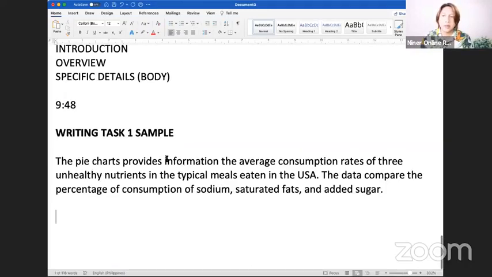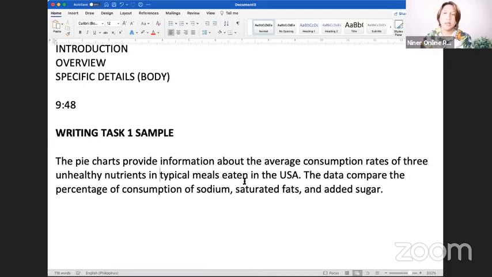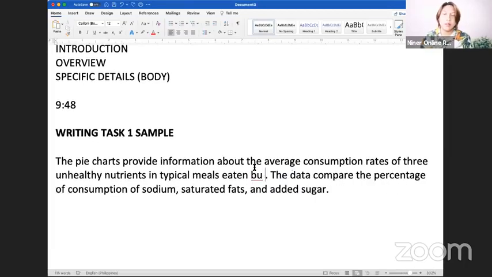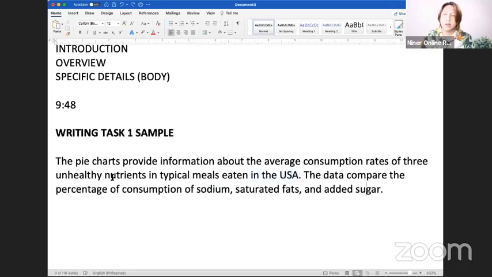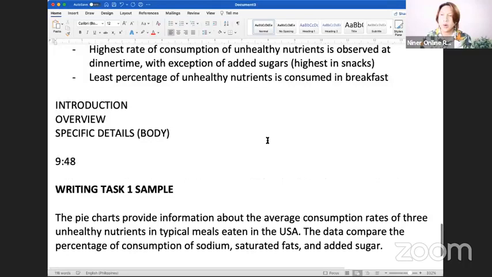The pie charts provide information about the average consumption rates of 3 unhealthy nutrients in typical meals eaten in the USA. The data compare the percentage of consumption of sodium, saturated fats, and added sugar. Okay, that's good. Let's move on to the overview.